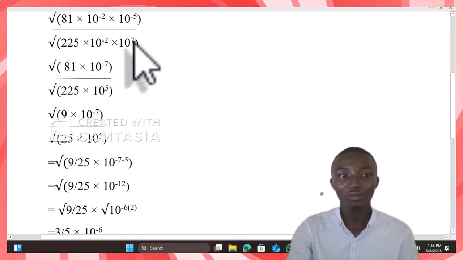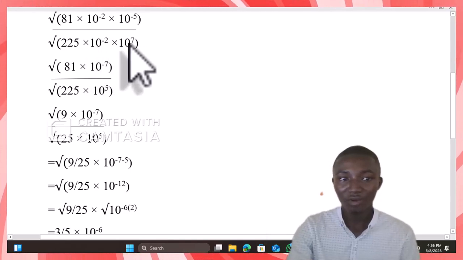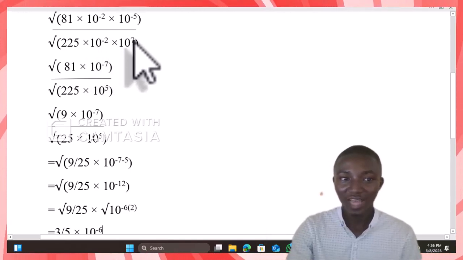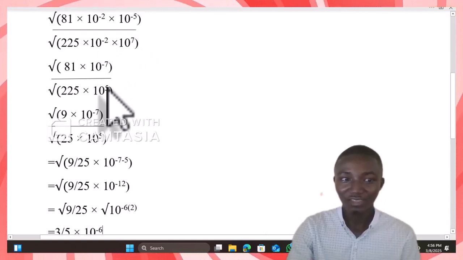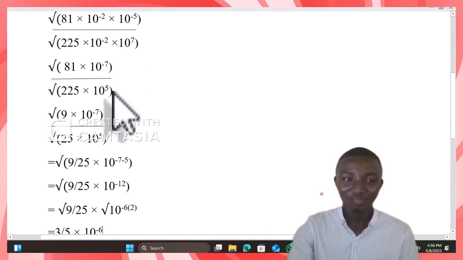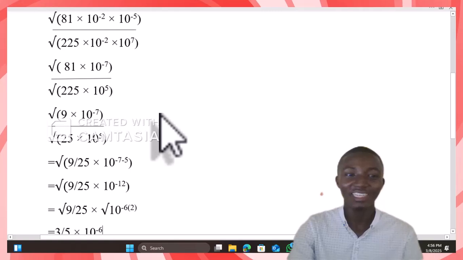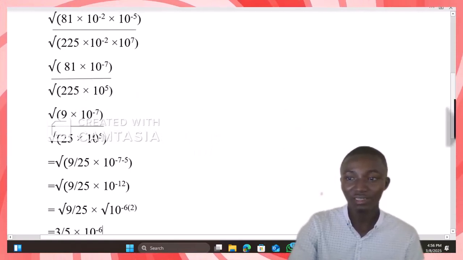Then you have the denominator also: 10 raised to the power negative 2 and 10 raised to the power positive 7. When you want to add, don't forget this positive 7 and negative 2. Adding them will give you, because there is a negative, you have to subtract, but all the same, adding gives you positive 5. So we have this expression, and we are going to use this expression in our calculation.